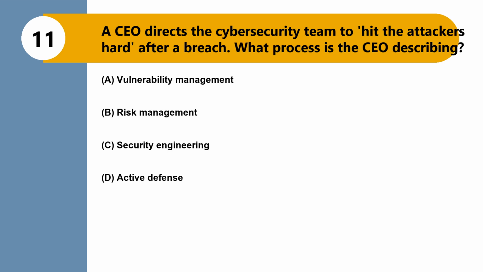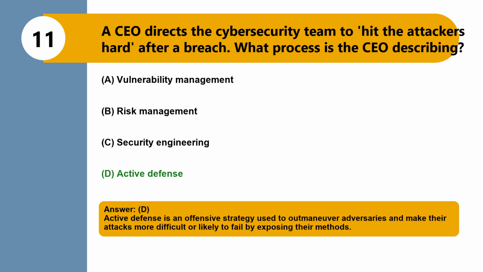Question 11. A CEO directs the cybersecurity team to hit the attackers hard after a breach. What process is the CEO describing? Option A. Vulnerability management. Option B. Risk management. Option C. Security engineering. Option D. Active defense. The correct answer is option D, active defense. Active defense is an offensive strategy used to outmaneuver adversaries and make their attacks more difficult or likely to fail by exposing their methods.